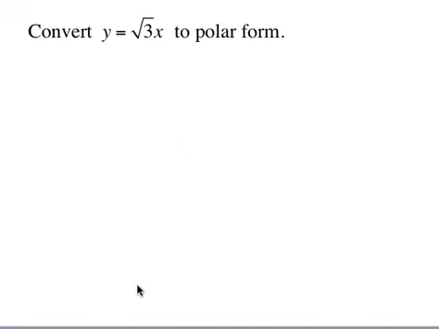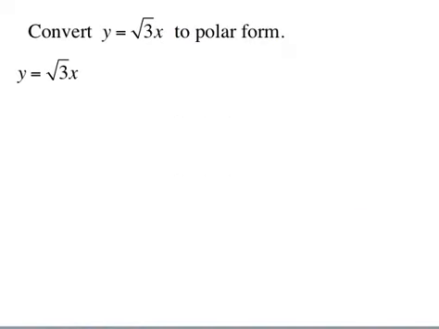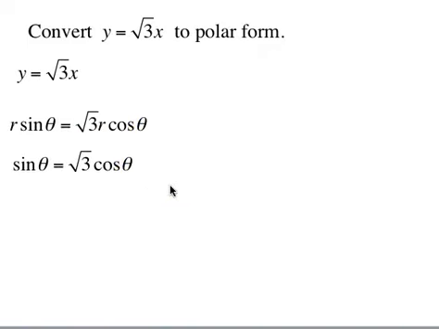Our next question is to convert y equals root 3 x to polar form. Recall, x is r cos theta and y is r sine theta. So making that substitution, y, r sine theta, will equal root 3 x, root 3 r cos theta. And if we divide by r, we get sine theta is root 3 cos theta. Dividing both sides by cos theta, sine theta over cos theta is root 3. And that, of course, is tangent of theta is root 3.